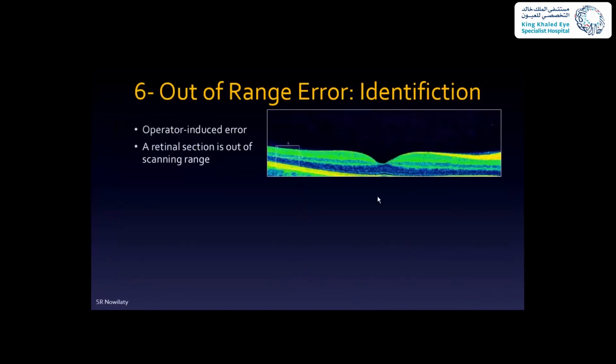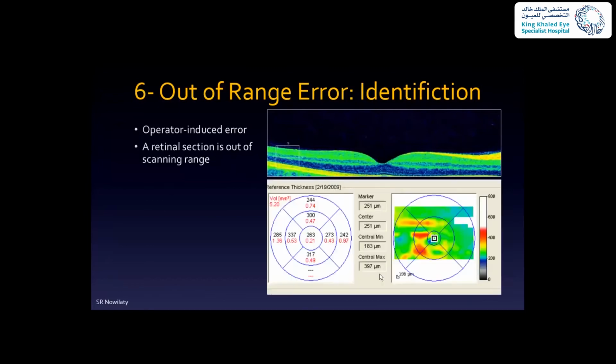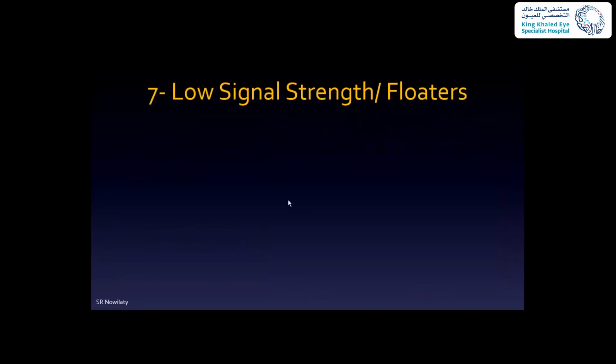Out of range is when you get images such as this. This is an operator who didn't know how to take an image properly. Then you have a whole retinal section that is just not present, and you're going to have missing data. So you cannot generate a proper map or interpret a proper map this way. And finally, how do you correct it? Well, you have to rescan. There's no way around this.